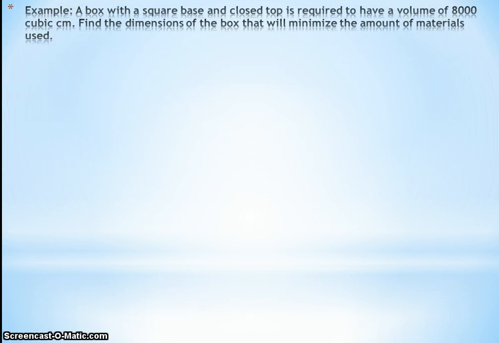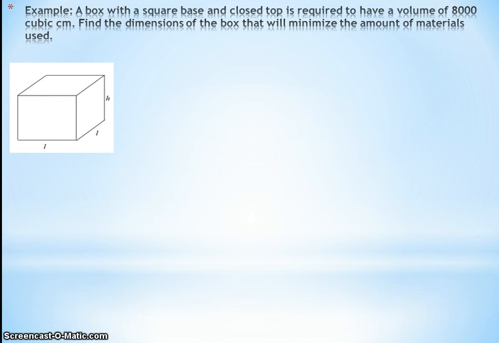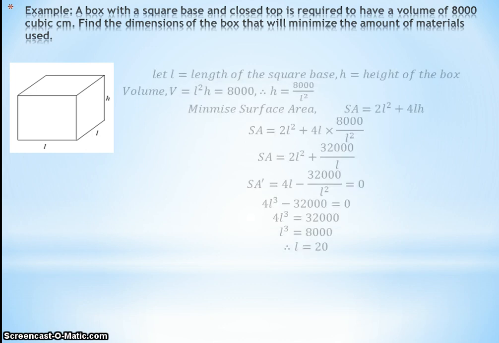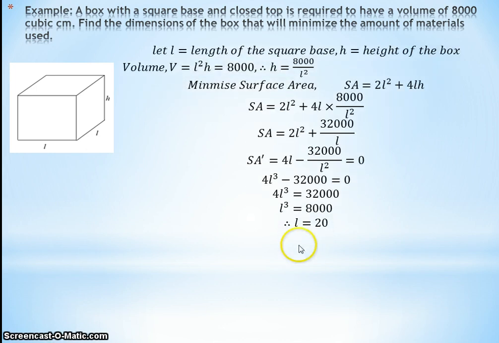Another example, a box with a square base and closed top is required to have a volume of 8,000 cubic centimeters. Find the dimension of the box that will minimize the amount of material used. In other words, we're trying to minimize the surface area. So let L be the length of the square base and h be the height of the box. So the volume of this box will be given by length squared times height, which in this case is equal to 8,000. So if I rearrange this equation, I get H is equal to 8,000 over L square.